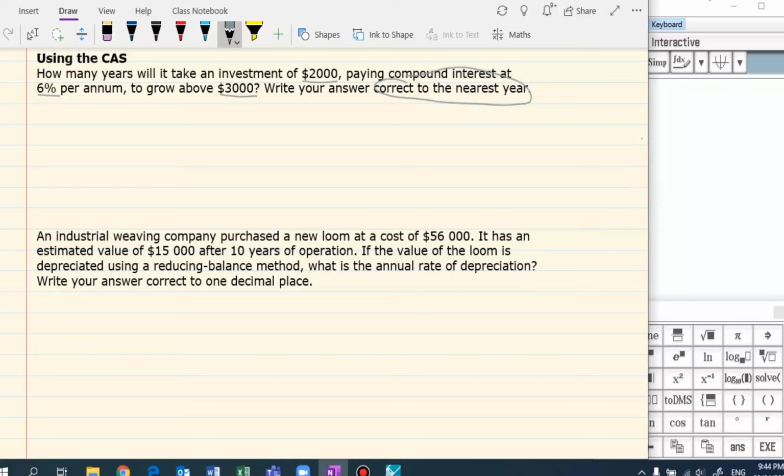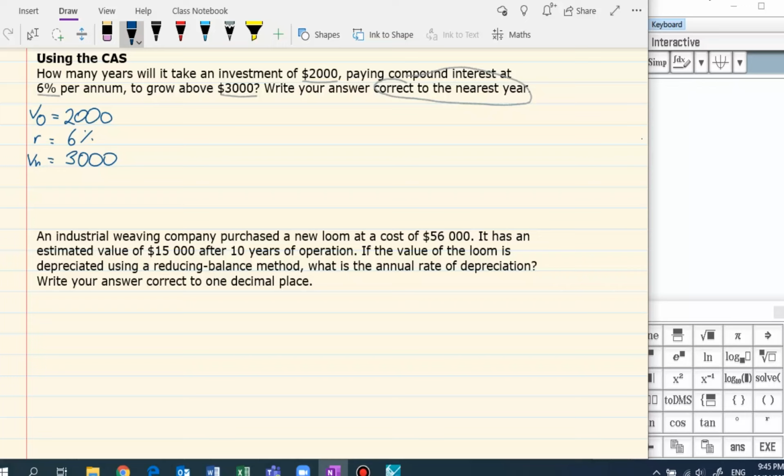So we've got investment, a value of V0. I'll change my pen color. So we've got a V0 of $2,000. We've got little r of 6%. And we know that the value after n years we want to be $3,000. Okay, so using all that info, we want to put that into our rule first off.